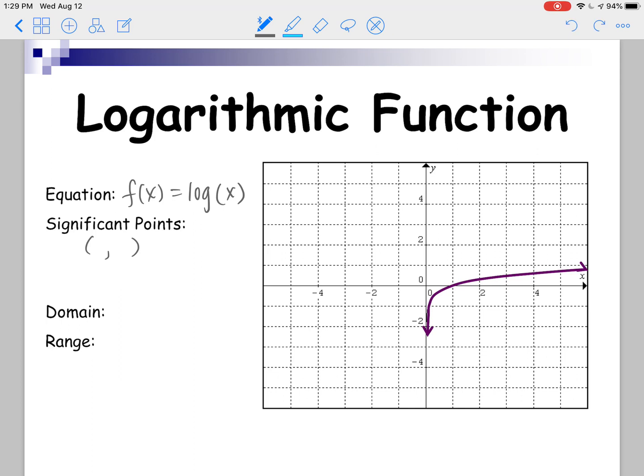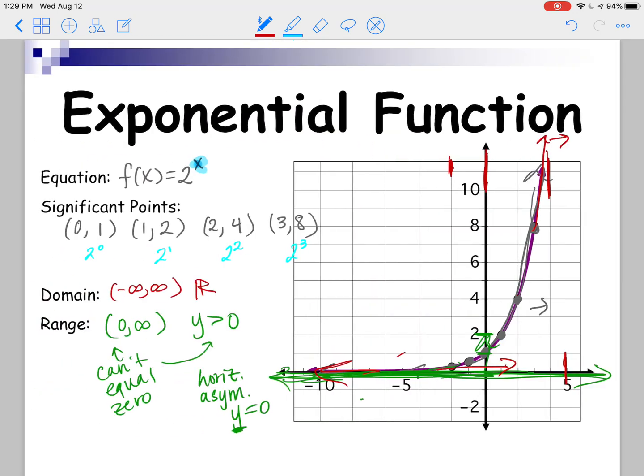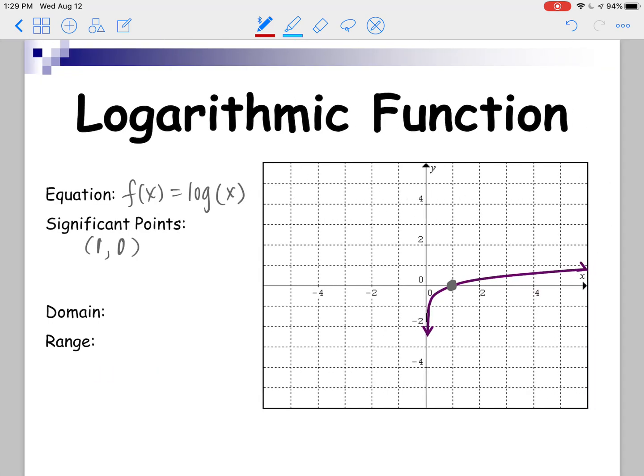And so the only significant point you need to know for the log function is that if you plug in 1 to a log, you'll always get 0. It's always going to have that x-intercept. The other important thing you need to know about log functions is just like this exponential function had a horizontal asymptote, the log function has a vertical asymptote.